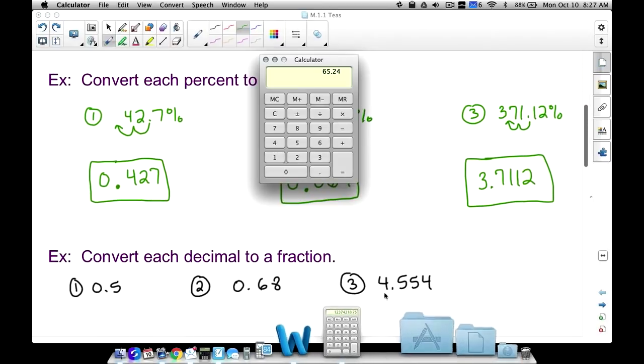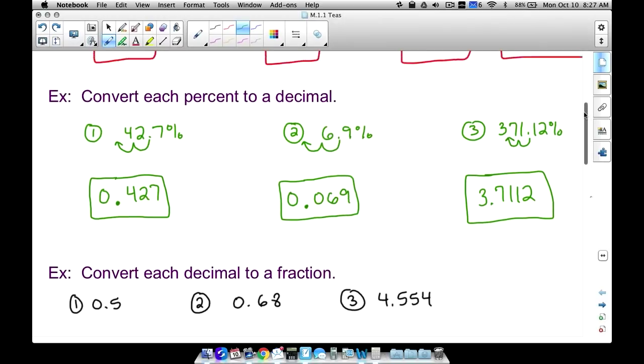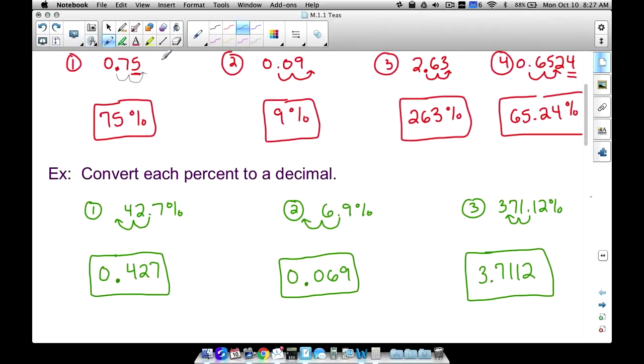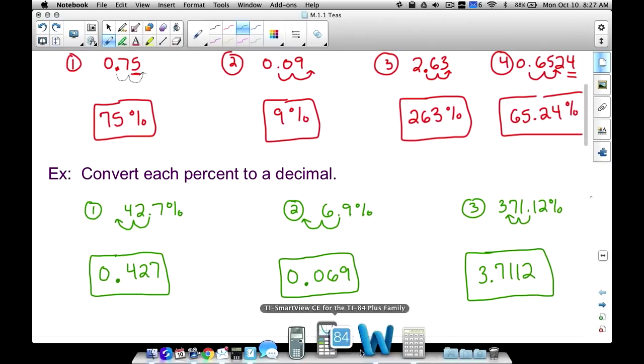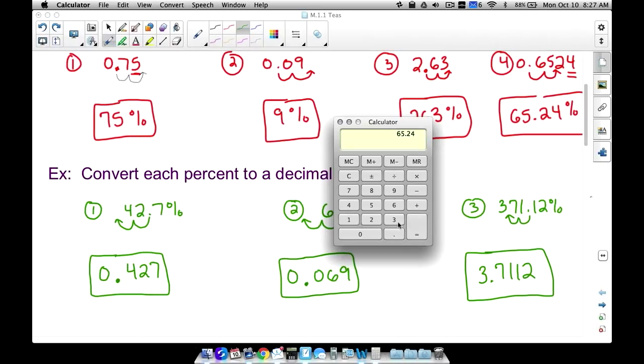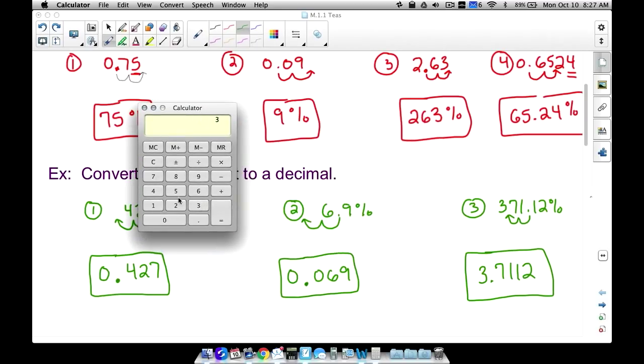Now, what's really going on there? Well, remember how we multiplied by 100 up here to go from a decimal to a percent? Well, in these problems down here, we're actually dividing by 100. So watch what happens if I take 42.7, which is that percent I have there. If I divide it by 100, notice we get 0.427, which is exactly what we have there. And feel free to go check all these. 371.12, that's the percent. We divide it by 100. And notice we get 3.7112, which is exactly what we have right here in the calculator.